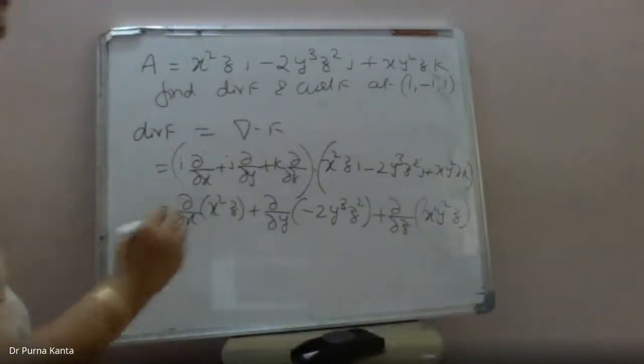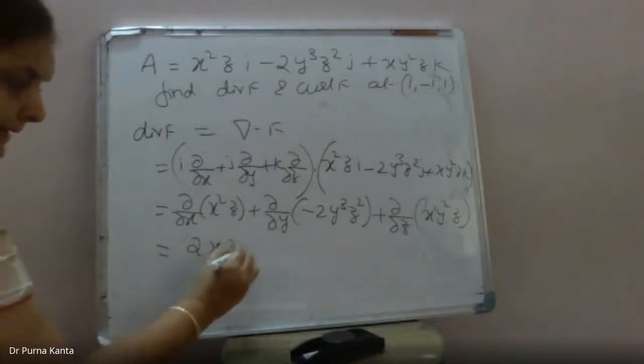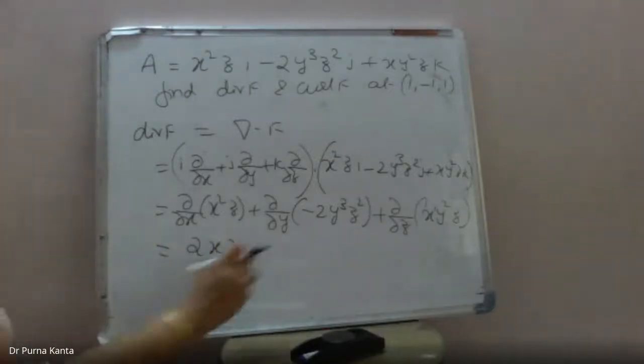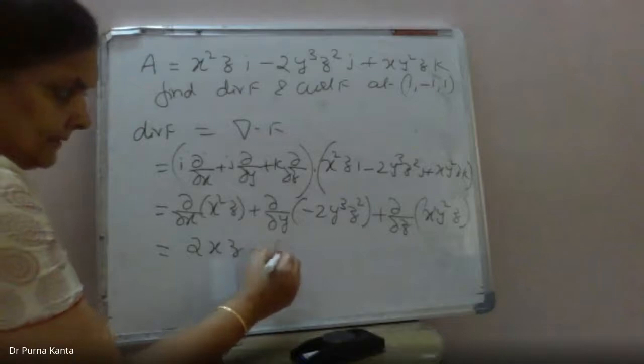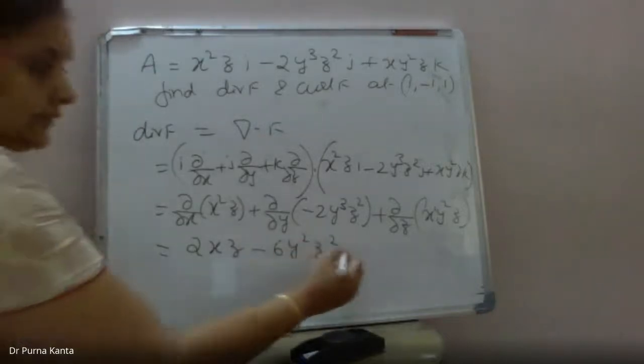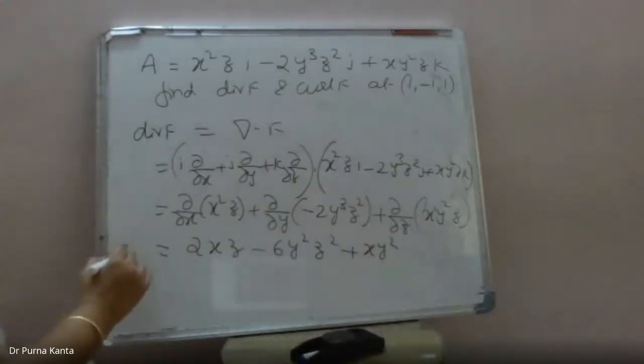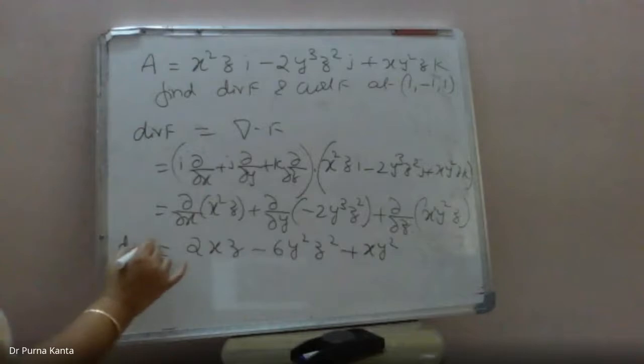So now we go with the derivatives. Dou by dou x of x square z is 2xz. Dou by dou y of this function is minus 6y square z square. Dou by dou z of this function is plus x y square. So this is the value of div f we have calculated.